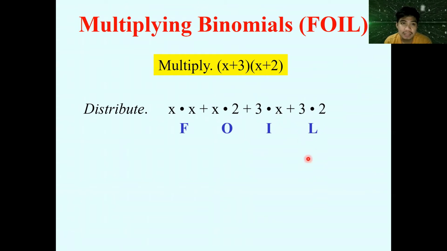And then for L, this is last. So, kapag kukunin natin yung dalawang factor na yan, yung mga last terms ng bawat factor. So, we have 3, tapos yung 2, yung mga last. So, ibig sabihin ng FOIL, this is first, out, in, and last. So, this is what we call the FOIL method.